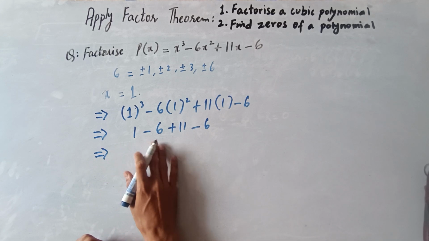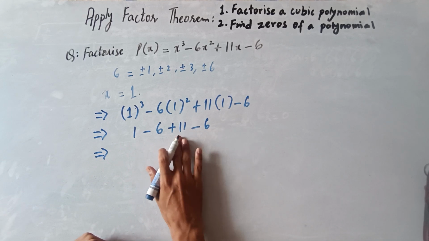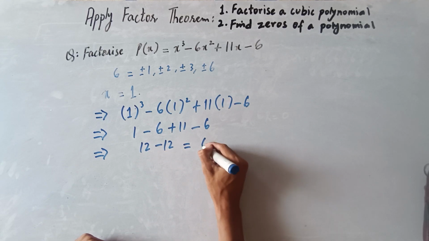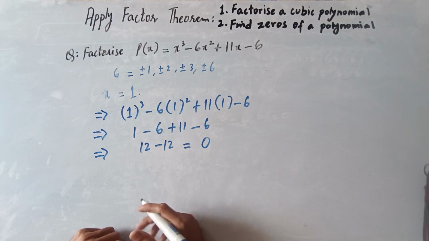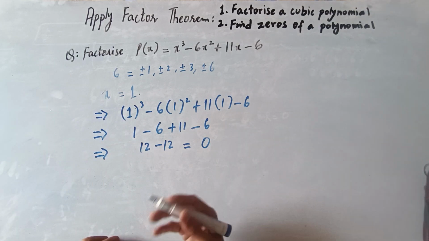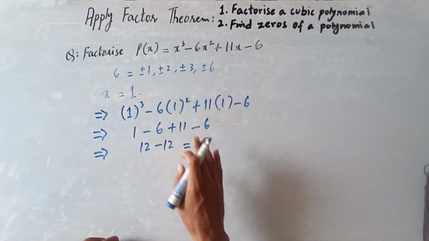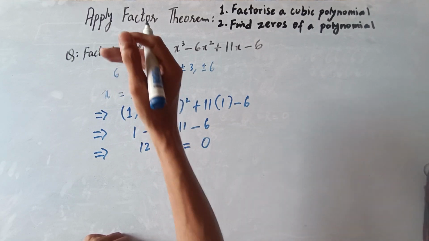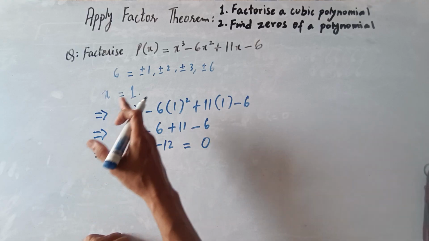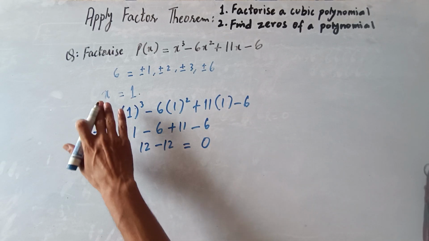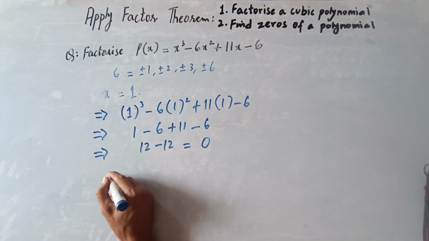We will get minus 6 minus 6, which is minus 12, and 1 plus 11 is 12, so 12 minus 12. Wow, we are getting 0 in the first attempt. That's good luck. Sometimes it happens that we put the value 1 and we do not get 0, so we put minus 1, and if that does not work, then we try plus 2 or maybe minus 2. That's how it works. Right now we are getting remainder 0 when we put x equals 1, so it shows us that x minus 1 is a factor.